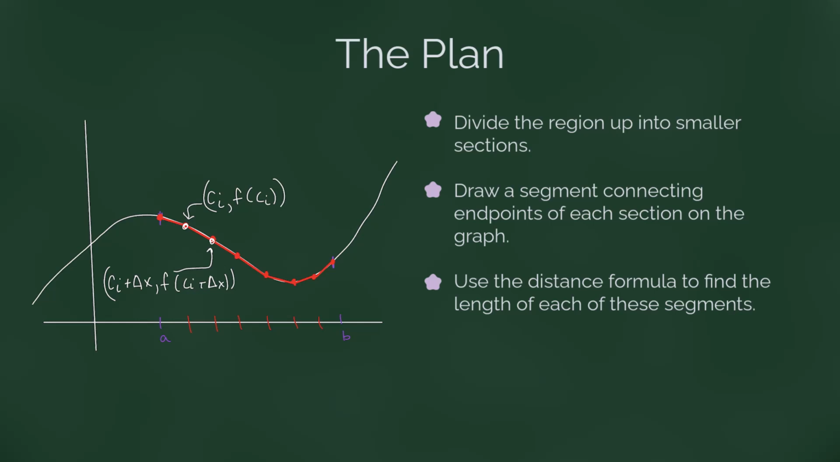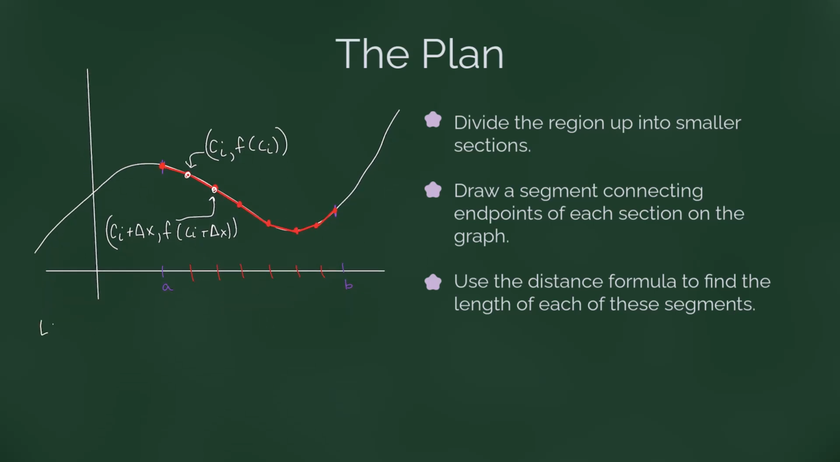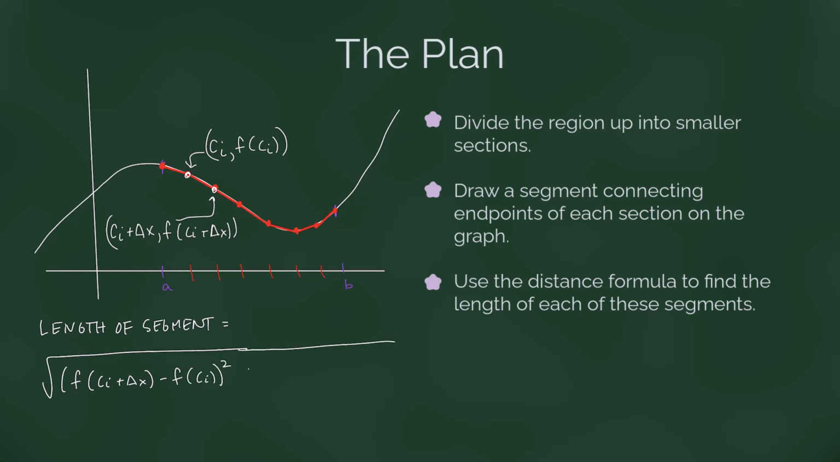Now that we have two x coordinates and two y coordinates, we can use the distance formula to calculate the length of that segment. The length is going to be given by the square root of the difference in the y-coordinates squared plus the difference in the x-coordinates squared. So this looks like f of c sub i plus delta x minus f of c sub i all squared plus c sub i plus delta x minus c sub i squared. We can tidy that up a little.